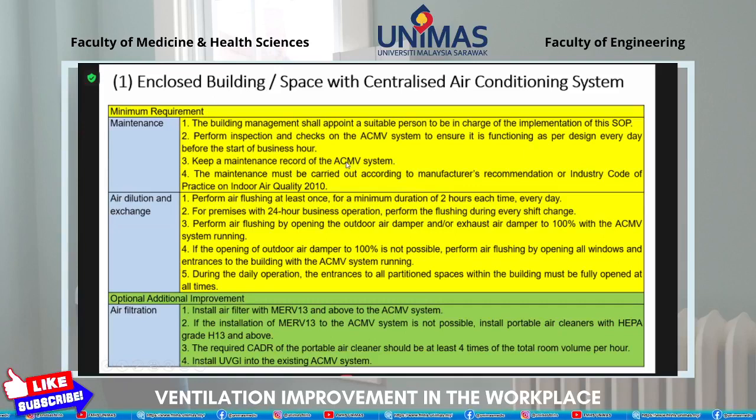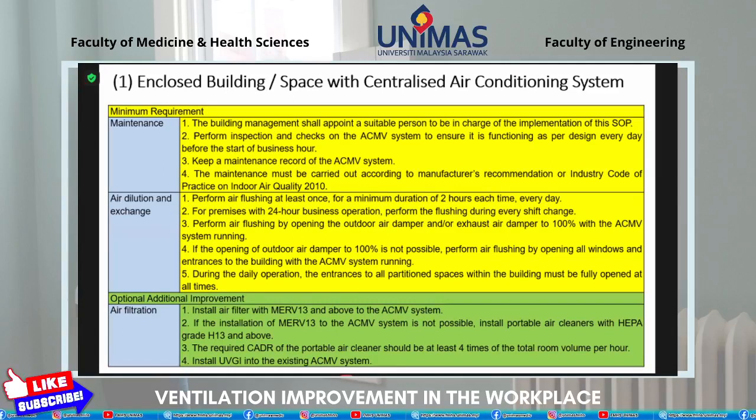The maintenance component basically just talks about a person in charge of the implementation, as well as keeping the maintenance record. So we won't go into this maintenance component for the rest of the SOP. Now, the most important thing is the air dilution and air exchange. For a centralized aircon system, the building owner must perform air flushing. Just now, Rudy explained to you how to perform air flushing.